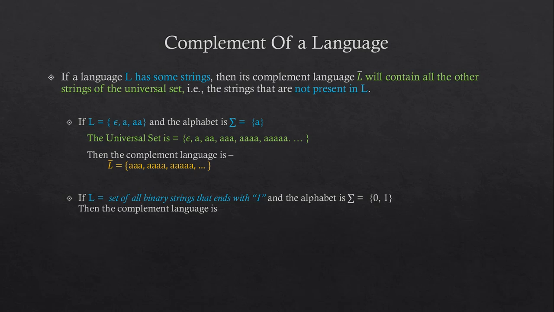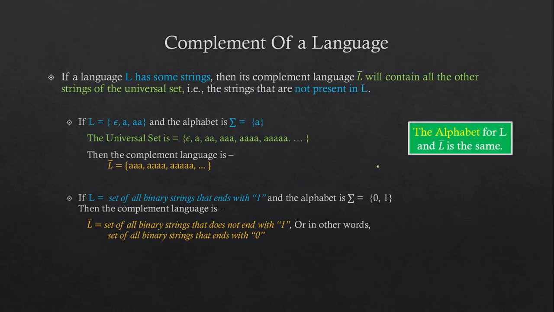In another example, if L is the set of all binary strings that end with 1, the complement language will have all binary strings that do not end with 1, in other words, that end with 0. Because all binary strings either have to end with 1 or end with 0. The alphabet of a language and its complement are going to be the same because the same symbols are constructing the strings in both cases.